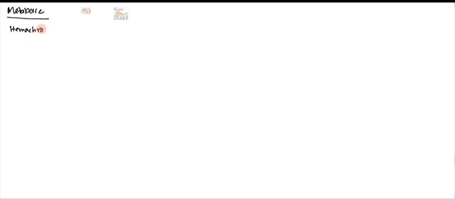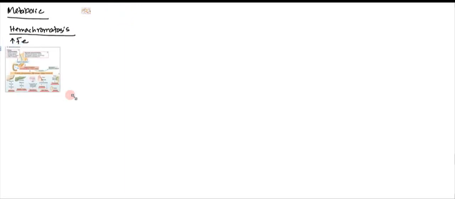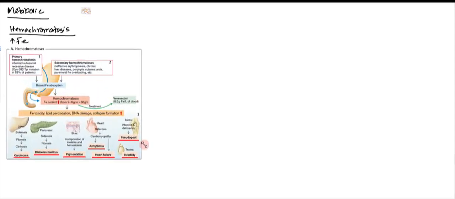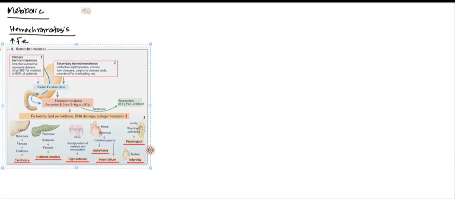Now, hemochromatosis is anything that can cause an increase in iron. So this is a high level of iron. And so we have secondary causes, such as someone who gets increased blood transfusion, such as a thalassemia patient or a sickle cell anemia patient. But there is a primary cause, which is known as primary hemochromatosis. So you have the primary here, and we have a secondary here.